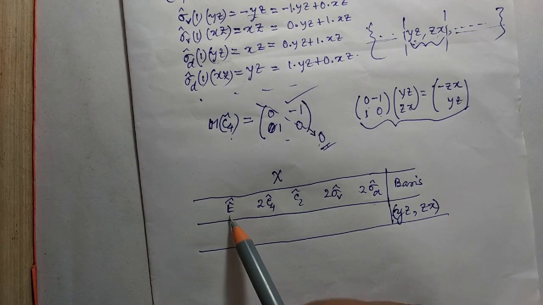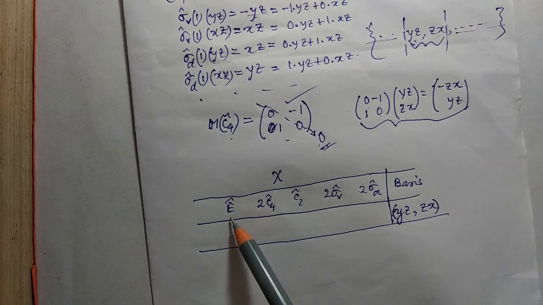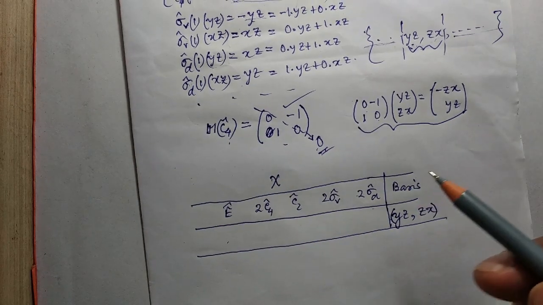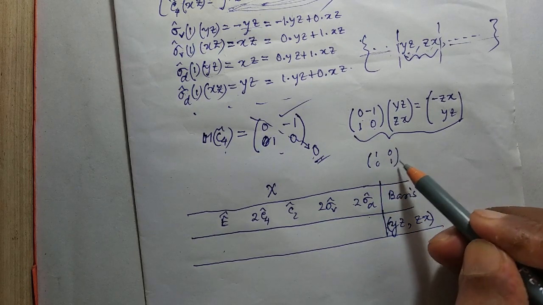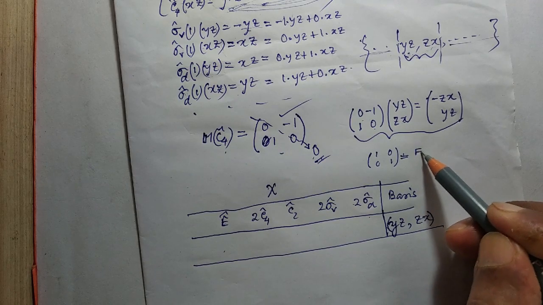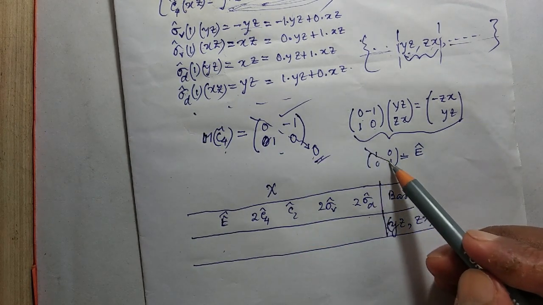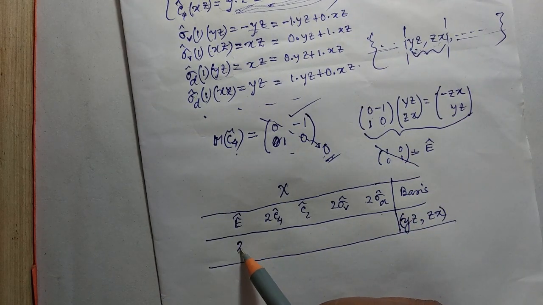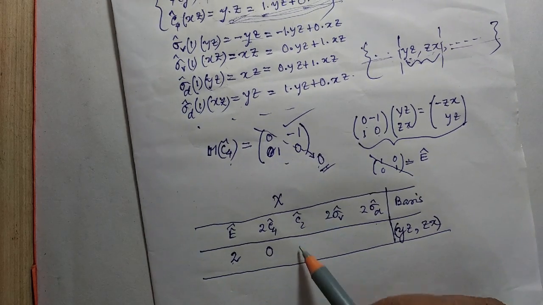And what is the character of E? In a two-dimensional representation, identity is represented by a unit matrix like this, 1, 0, 0, 1. This is the matrix representation for the identity operator. So character of identity will be 2. C4 has got character 0.